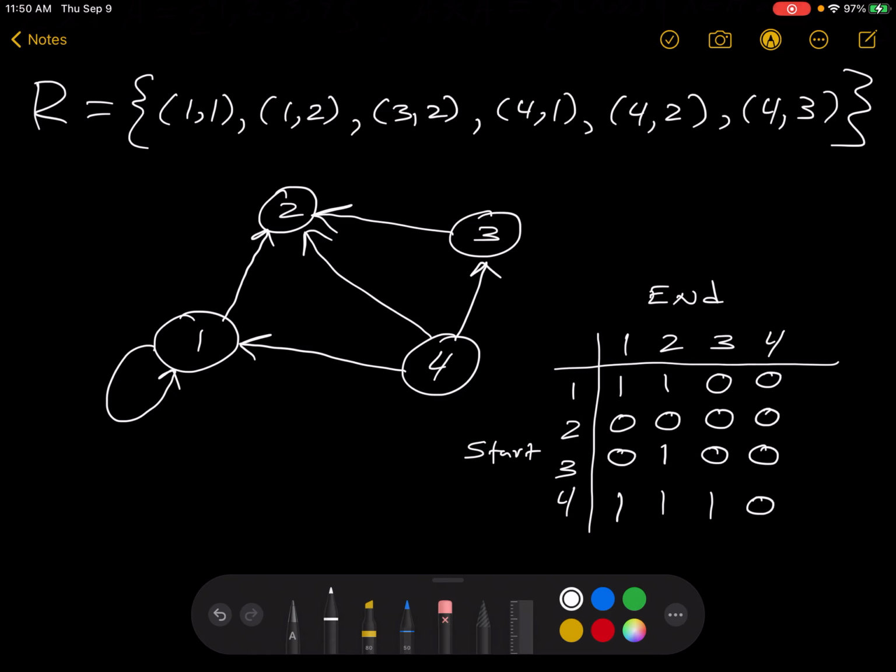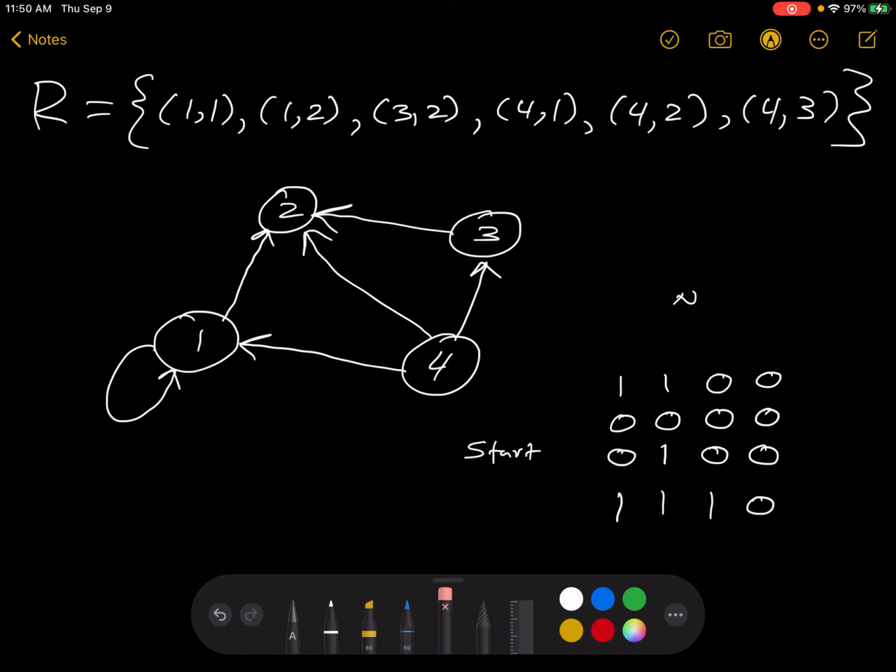All right, so that's our adjacency table, which is really just an adjacency matrix. The way we make it into an adjacency matrix is we take off all these things. We go like that, and now it's an adjacency matrix. So now you can see here that here are 3 different ways to represent the same relation.